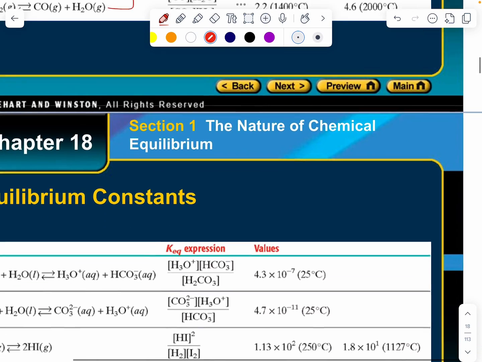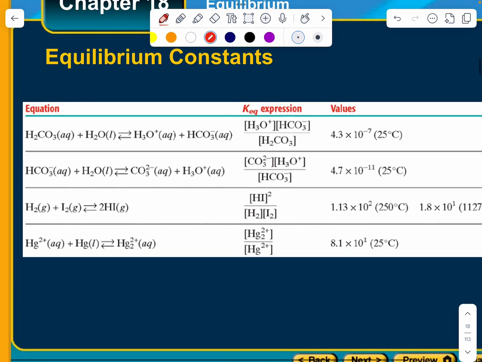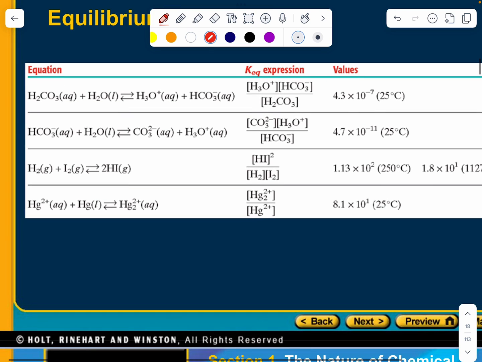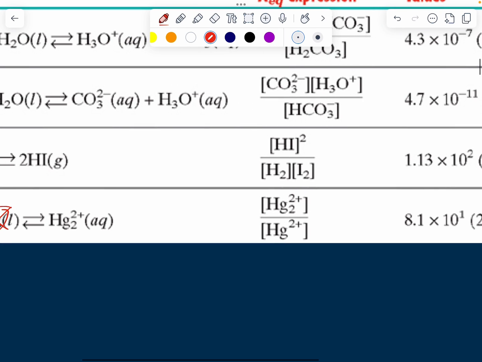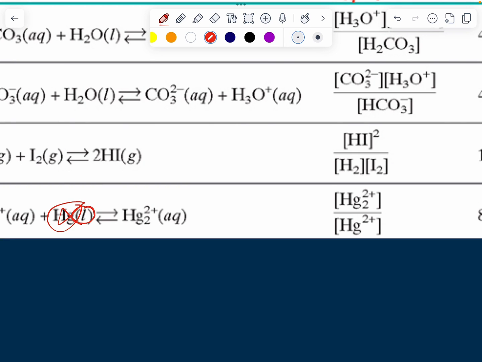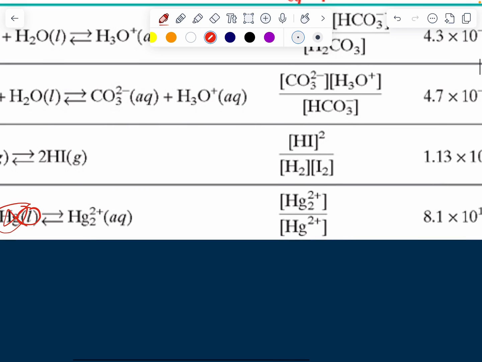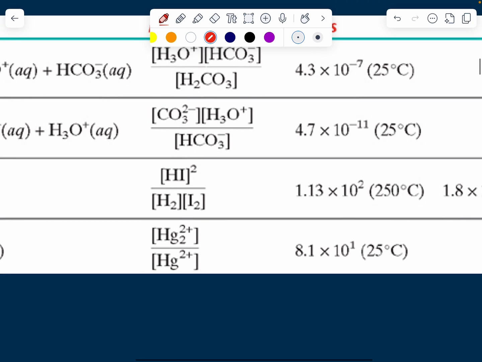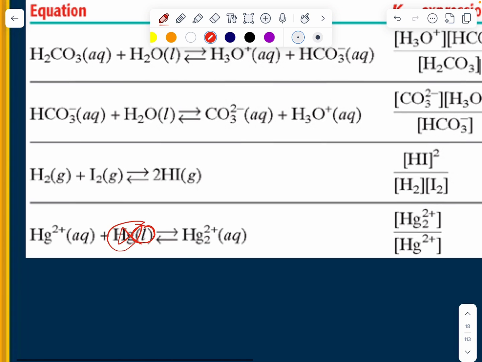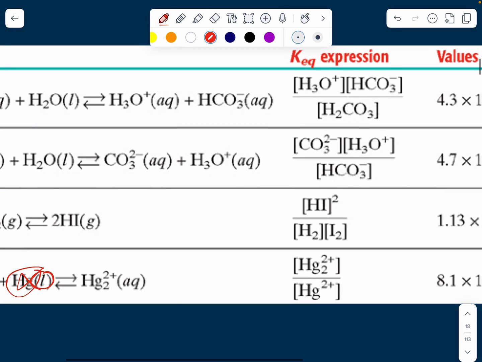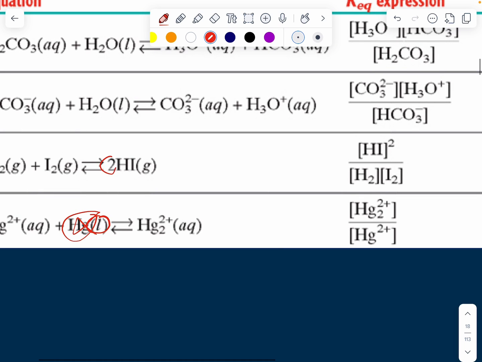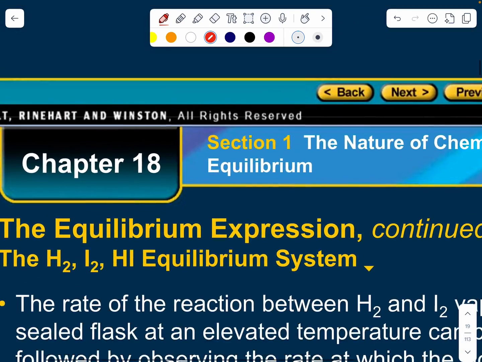Okay, great. Another example here. As you see, here is the mercury, it's liquid, bye-bye, omitted. Why? Because it's liquid. Anything liquid or solid is not included directly. And always coefficients are the powers. Here we have 2, so we're gonna have 2 here. Easy.